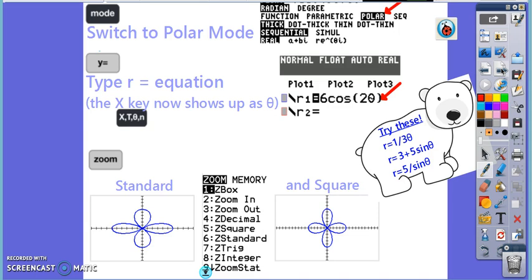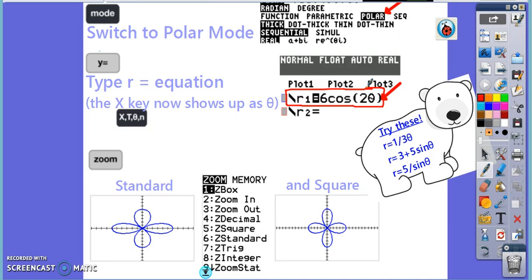The kids have noticed the polar bear on the screen. Good. All right, so we're in polar mode. Everybody success? Now when you hit your y equals, look at that. We have an r equals instead. I'd like you to try typing in r equals 6 cosine of 2 theta. Don't type a 0, that's a theta. The theta button is just our regular x button. This time when you type your x button, the theta shows up.